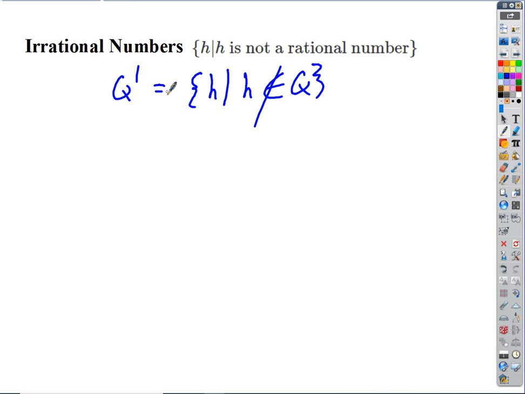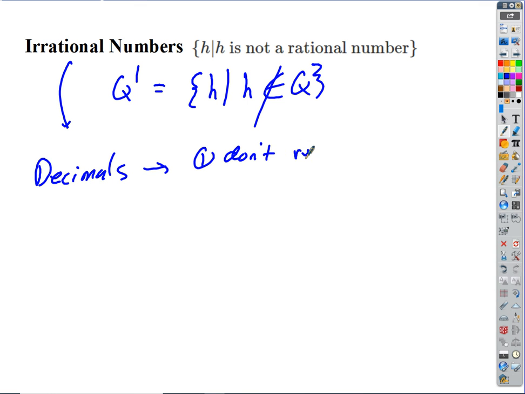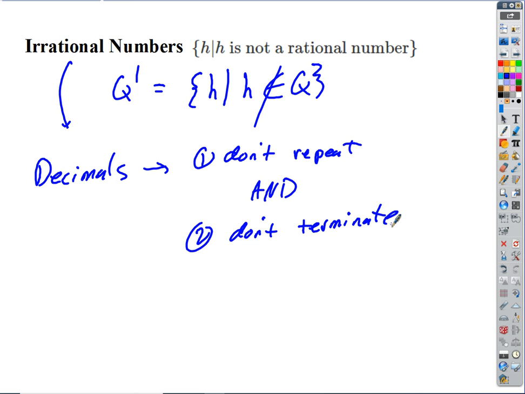Something like that. All right, so what if I represent irrational numbers as decimals? What has to happen? Describe what the outcome has to be. There you go. As decimals, they don't repeat and they don't terminate, right?